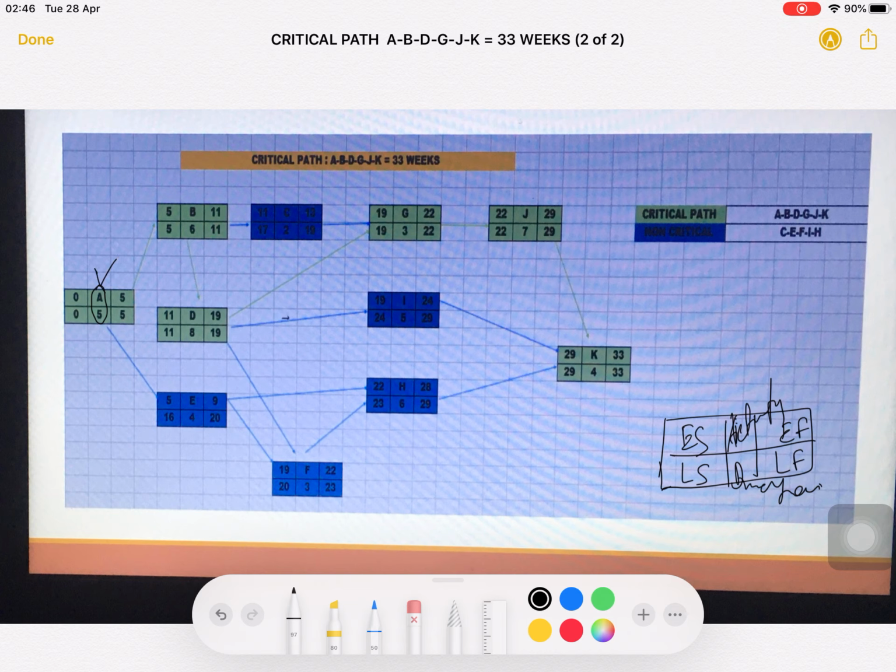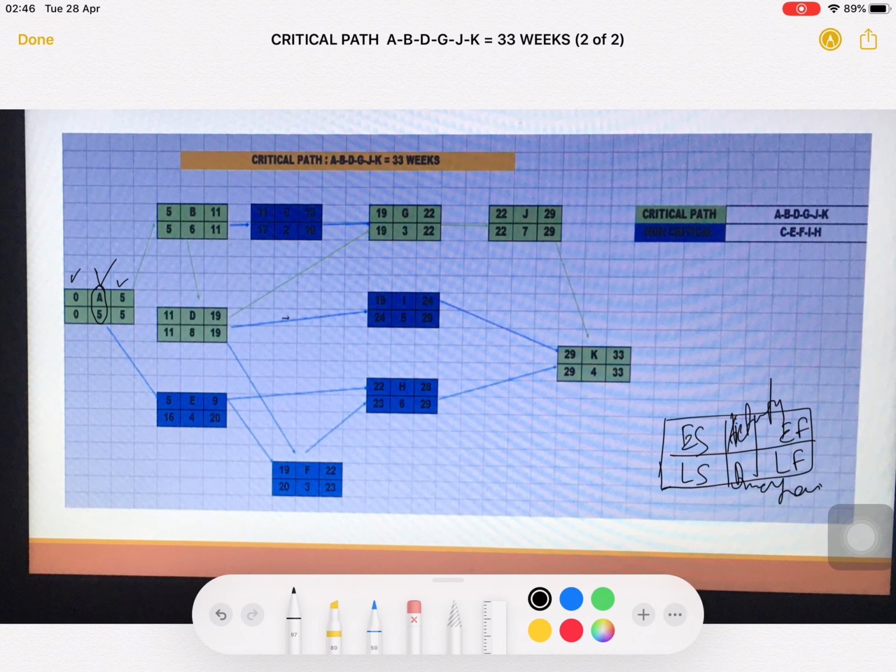So you see A is the activity and 5 is the duration as per your chart. Of course, it starts from 0. So 0 is the earliest start and the earliest finish is 5, because the duration is 5. First we will take out the earliest start and earliest finish for all the activities, and after that we will find out the late start and late finish.